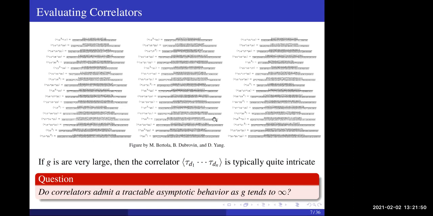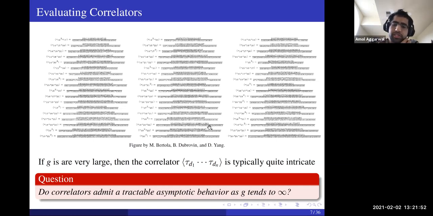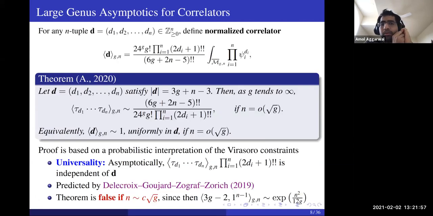That's right. So the basic question is, do the correlators admit a tractable asymptotic behavior as this G tends to infinity? And so I will state now a theorem that describes this. For any tuple D, which will be D1, D2, all the way to Dn, we'll define this normalized correlator. I'll take the original correlator, which is written here, and I'll multiply by this normalization factor, which is 24 to the G times G factorial, times the product of double factorials over another double factorial. So the statement is that I suppose D satisfies that its sum is equal to 3G plus n minus 3 as always.